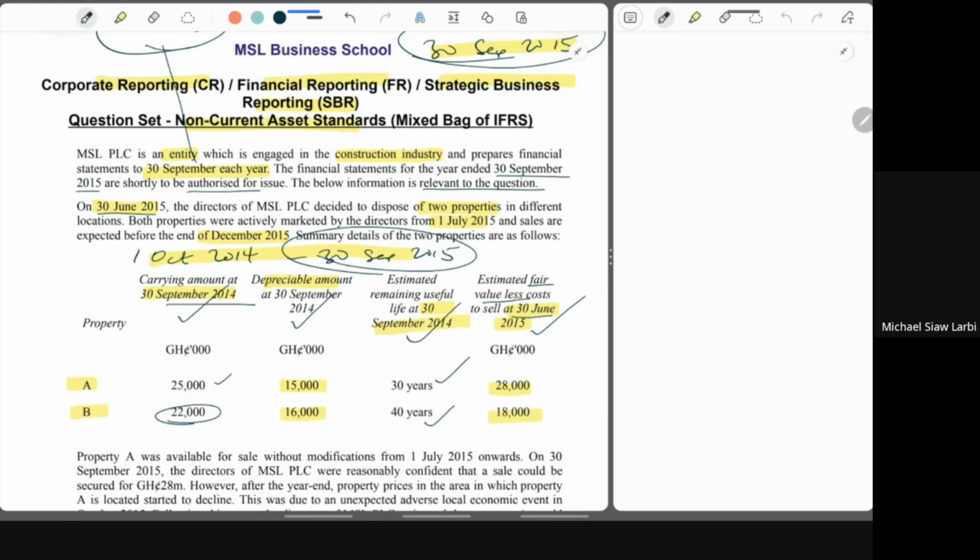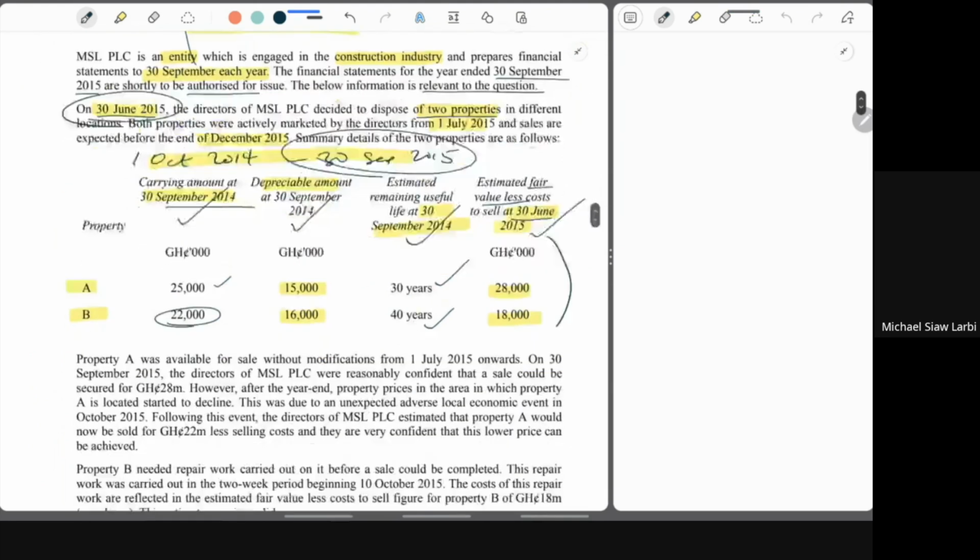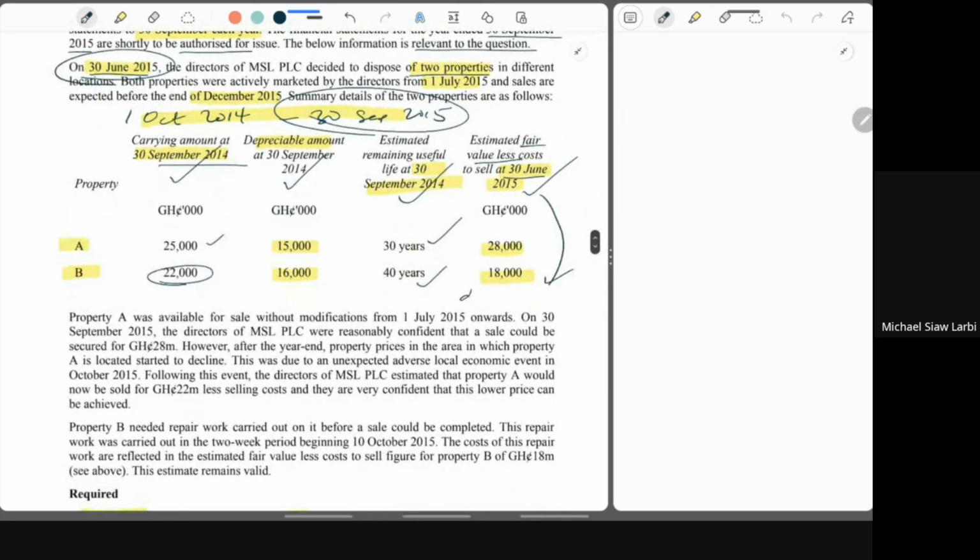Do not forget we are told that on 30th June 2015, the directors decided to dispose of the two properties. So they've given us information. This is the date of decision, your decision date for what? Disposal. The information we have at 30th June 2015 is the date the directors decided to dispose of the properties.